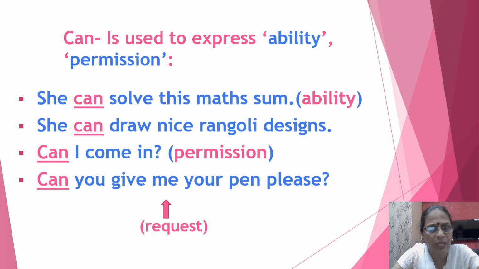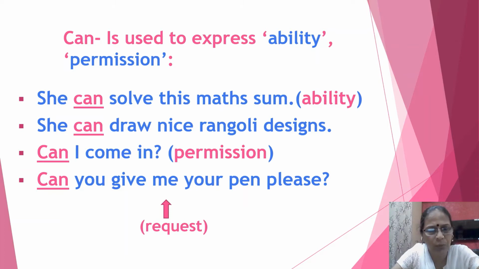She can draw nice rangoli designs. In this example, can is used as modal auxiliary. Here also she is able to draw nice rangoli designs, or she has the capability of drawing nice rangoli designs. Can I come in? In this sentence, can is used as modal auxiliary. Here permission is used.